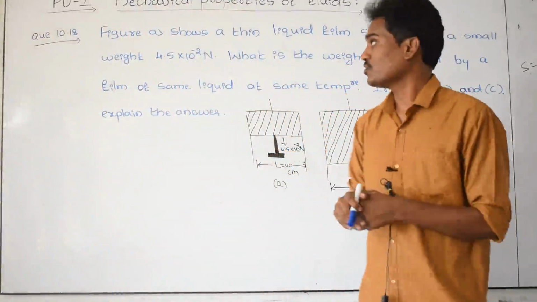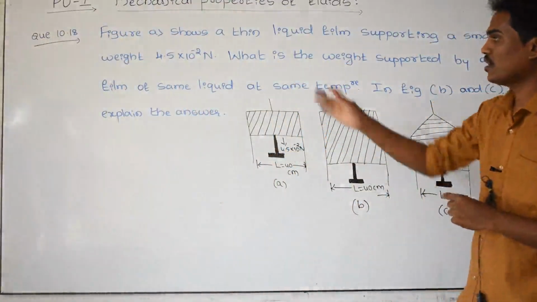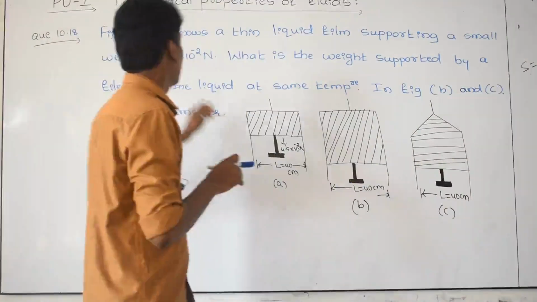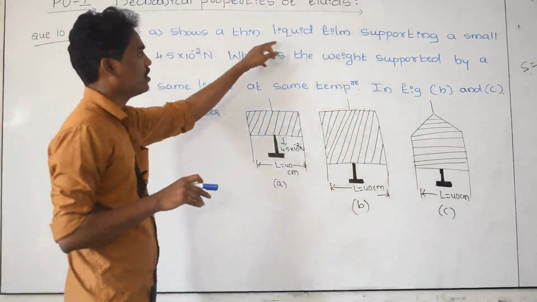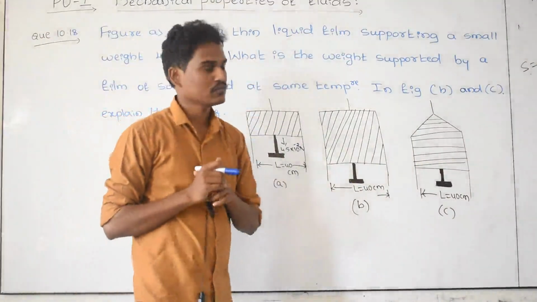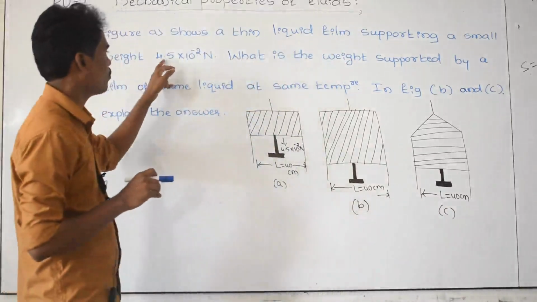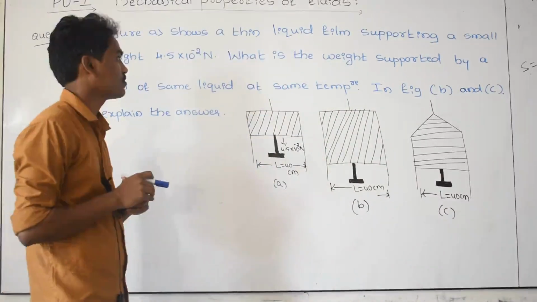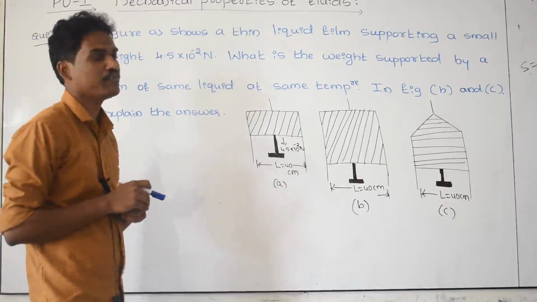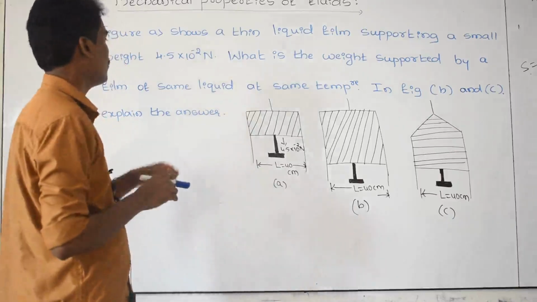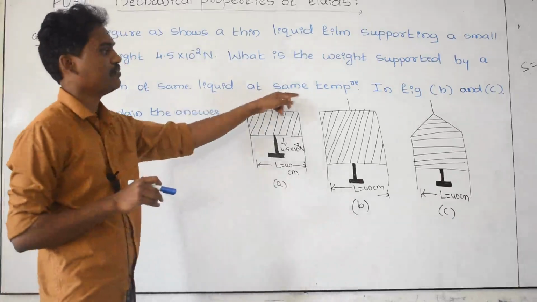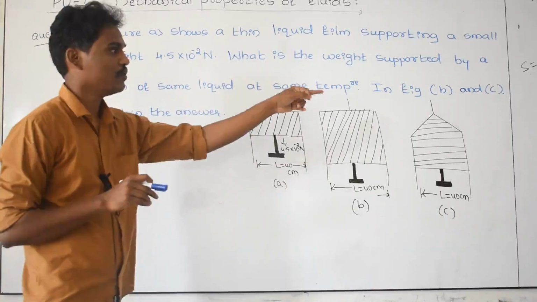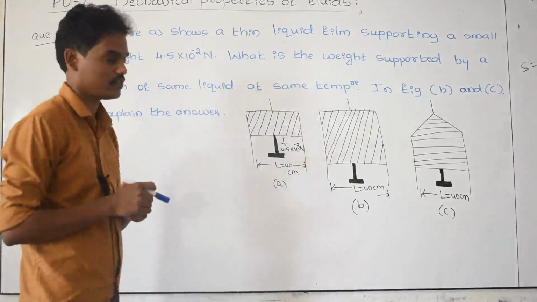And go to question number 10.18. Read the question first. The figure A shows a thin liquid film supporting a small weight equal to 4.5 into 10 to the power minus 2 Newton. What is the weight supported by a film of the same liquid at the same temperature in figure B and C, and explain the answer.